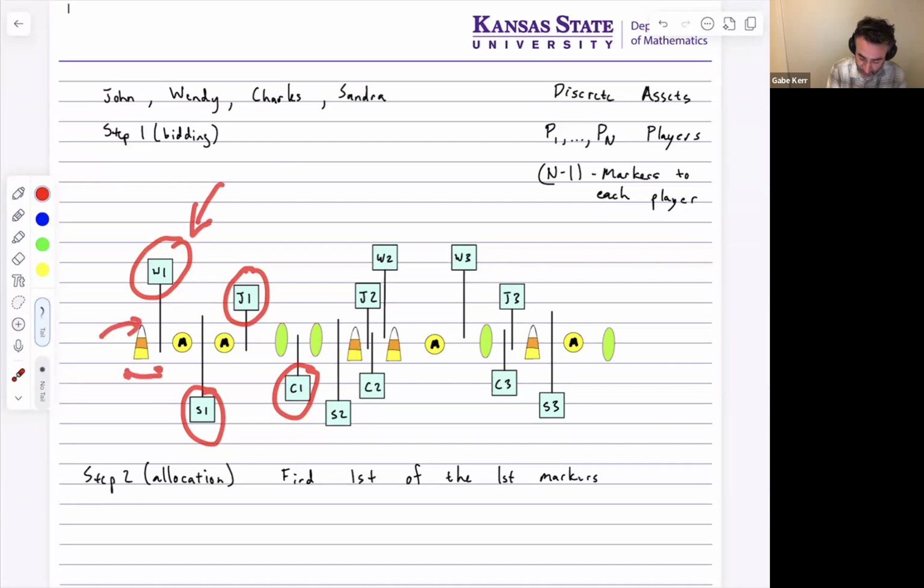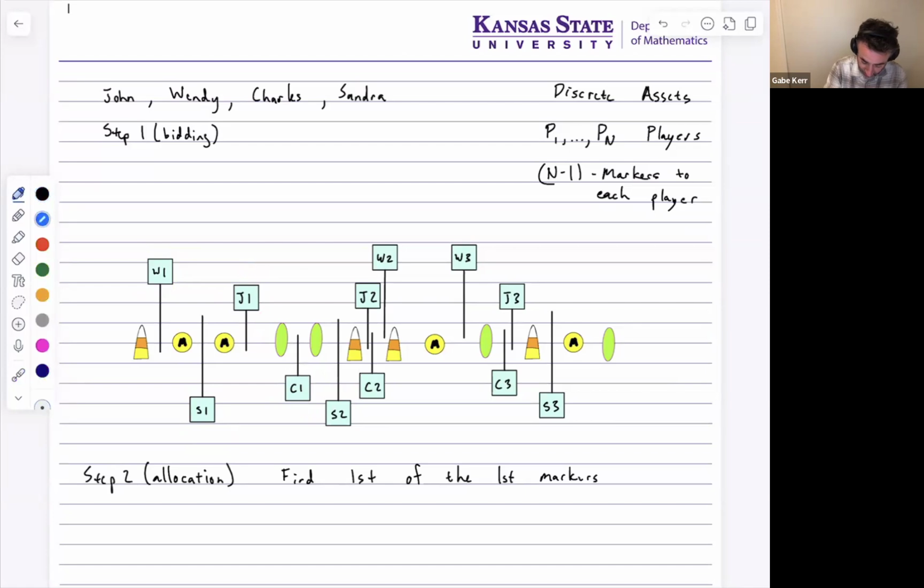Okay, so in other words, this is what I mean by first. I'm going to go this direction. So the first of the first markers is Wendy's. So she's going to be the winner of that. Once I've chosen Wendy, or once I've chosen the first of the first, I'm going to disregard her subsequent markers. So I'm just going to remove that player's later, or subsequent, markers.